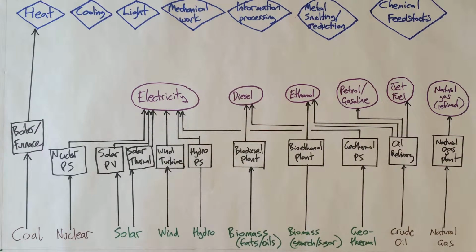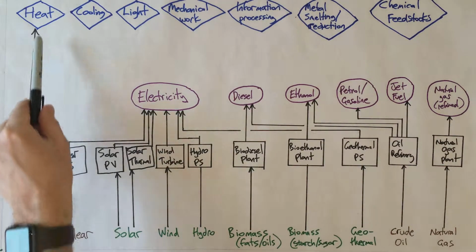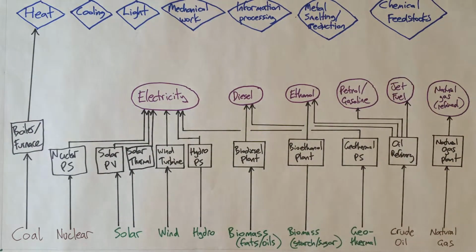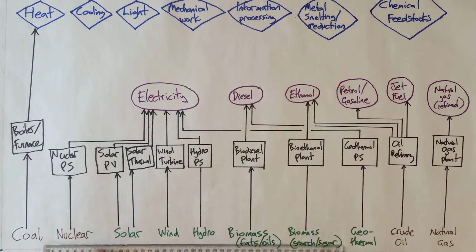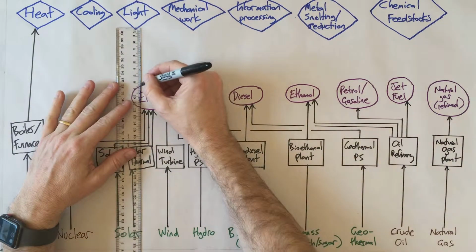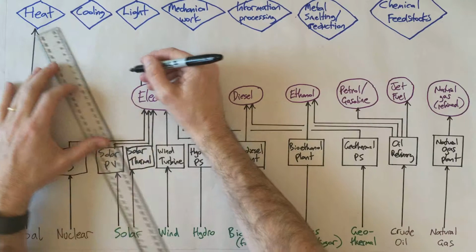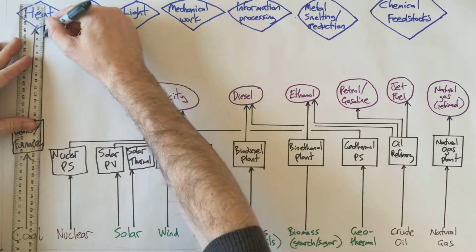So that's all interesting. How do these then link up to all of these various uses of energy that we have up here? Well, it probably doesn't surprise you to learn that electricity is extremely versatile. So electricity is used for many of these. So one of the ones it's used for is heat.